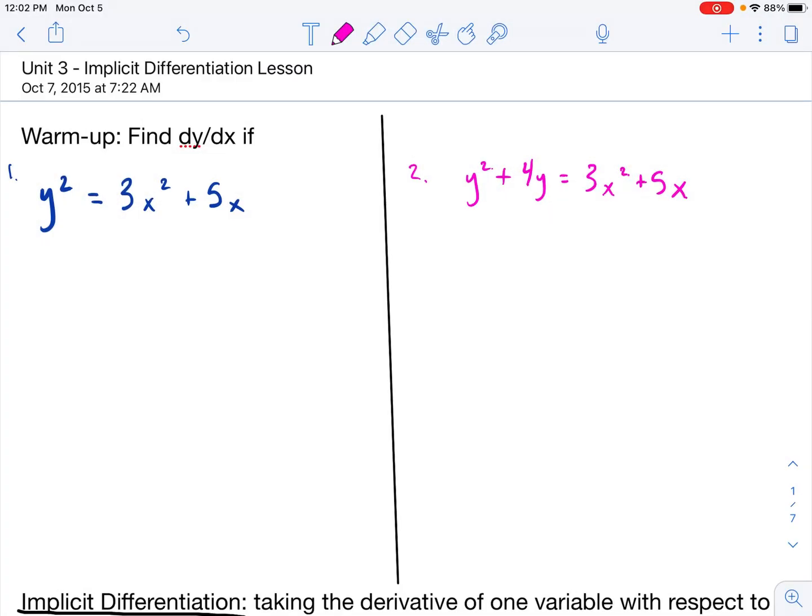All right, everybody, welcome back. We're going to take a look at implicit differentiation in this lesson. So we'll see what that's all about. Okay. So to start, I got a couple warm-up problems here.